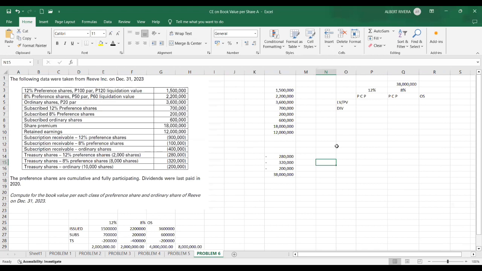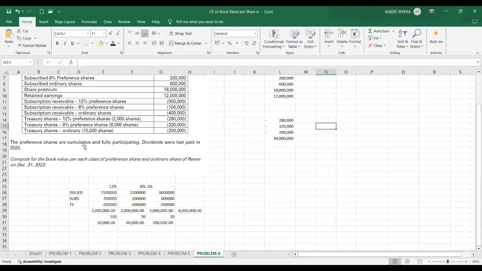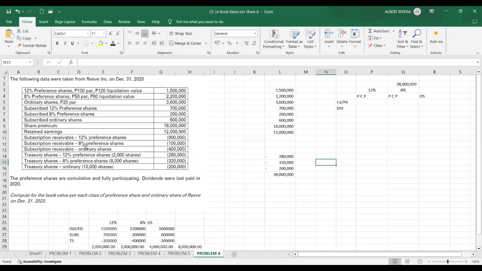In problem 6 class, ito na yung kompleto. Sigurado naman kasi problem 6 na ito eh. Okay. Kung makikita mo, may subscription receivable na naman. Okay, syempre, hindi yan pinapansin. So, let's compute the total stockholders' equity para na-derive yung 38 million na yun. 1.5, ito yun. 2.2, ito yun. 3.6, ito yun. 700,000, the subscribe, no? 200,000, subscribe also. 600,000, subscribe also.